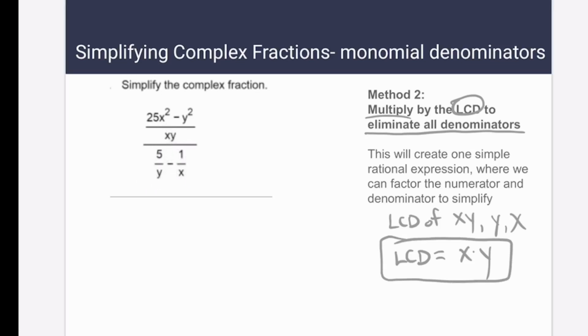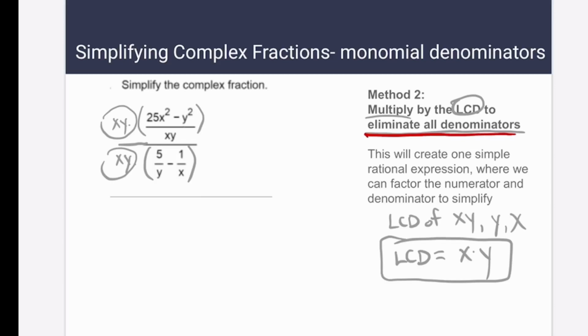So we're taking xy, we're going to multiply it to the fraction on top, and we're going to multiply it to the fractions in the denominator. So really what we're doing is we're doing xy over xy times this. So we're multiplying by 1 to keep everything consistent. The purpose of this is to eliminate the denominators.